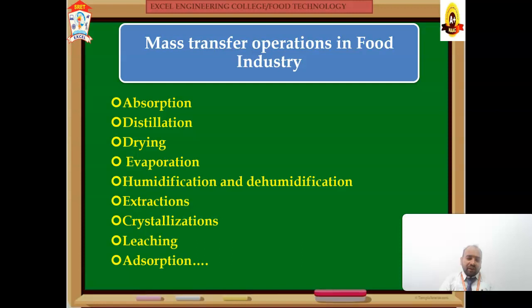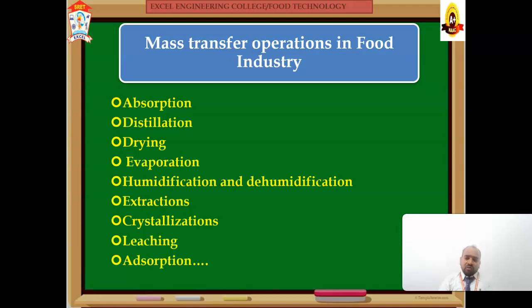Then drying operations. After completion of any product formulation, we can remove or maintain the moisture content through drying. For food materials, for a crispy nature we need about 10% moisture content, or 15% moisture content, and we can maintain this with respect to temperature. That's why we utilize drying operations.